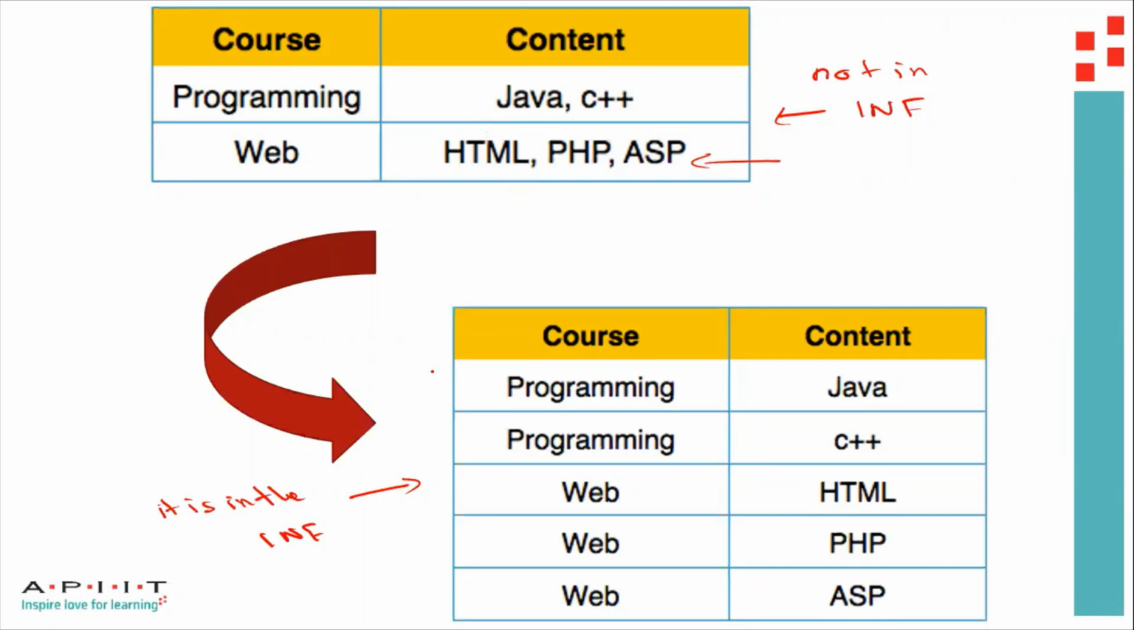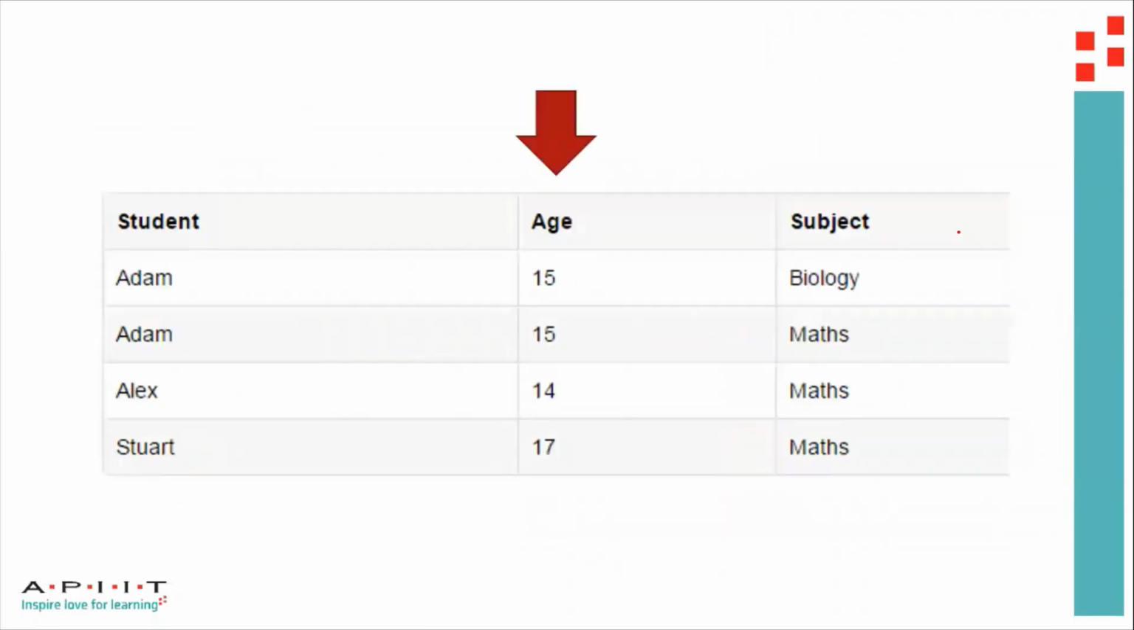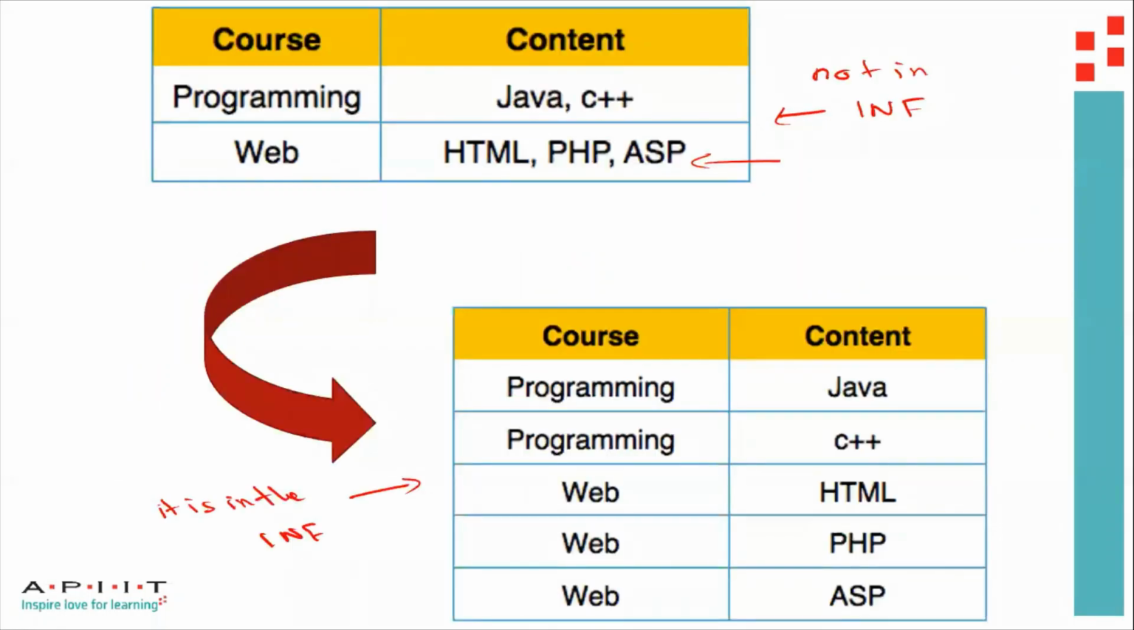That's the idea. So we understood that, right? That is in the first normal form. So what is the rule? A relation R is in first normal form if the domains of all the attributes in the relation, the student attribute, age attribute, subject attribute, are atomic, that means simple or indivisible. Then you can guarantee this is in the first normal form. See, all are atomic values. So this is also in first normal form.